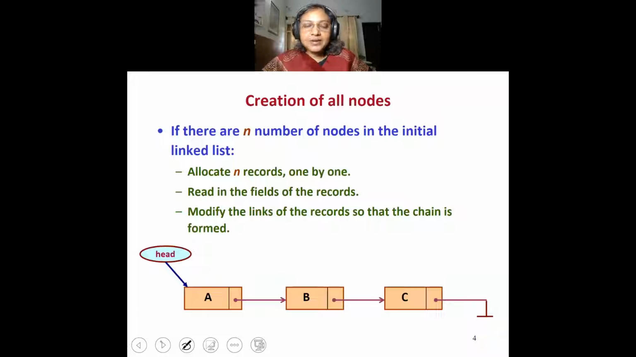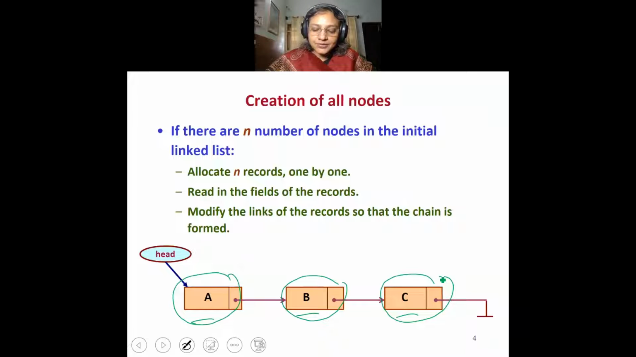Now, suppose there are n nodes in the list. Then we have to allocate n records one by one, read the data into these records, and then modify the links so that the chain is formed. So if we have to create this list, we see that there are three records. Correspondingly, we have to create these three nodes by calling malloc, and we have to set these pointers so that we can set up the list.